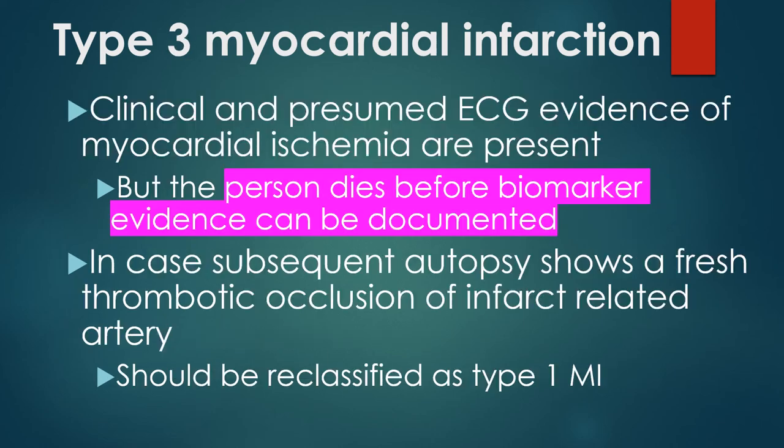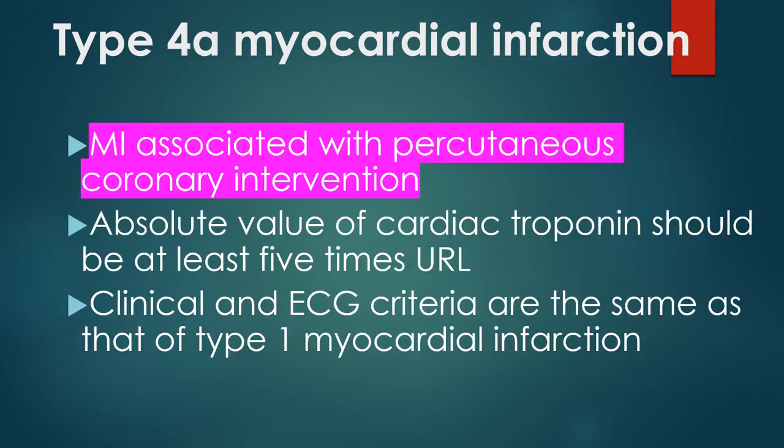In type 3 myocardial infarction, clinical and presumed ECG evidence of myocardial ischemia are present, but the person dies before biomarker evidence can be documented. In case a subsequent autopsy shows a fresh thrombotic occlusion of an infarct-related artery, it should be reclassified as type 1 myocardial infarction. Type 4A myocardial infarction is associated with percutaneous coronary intervention.